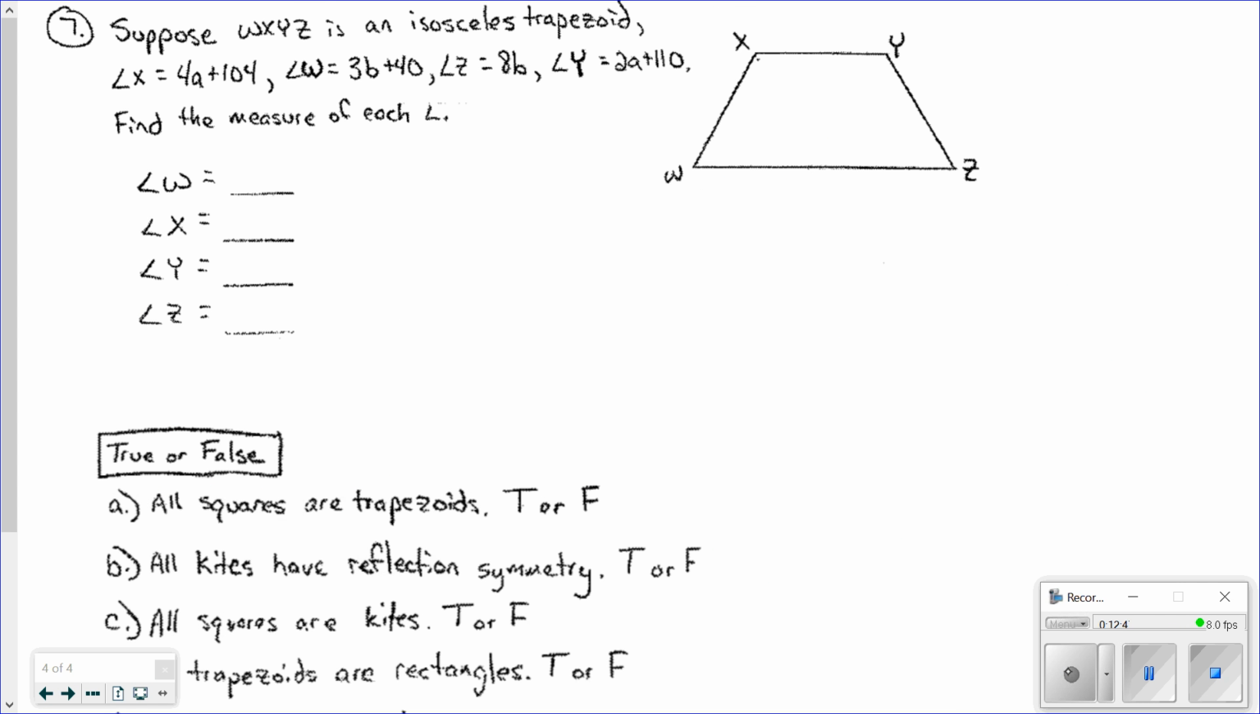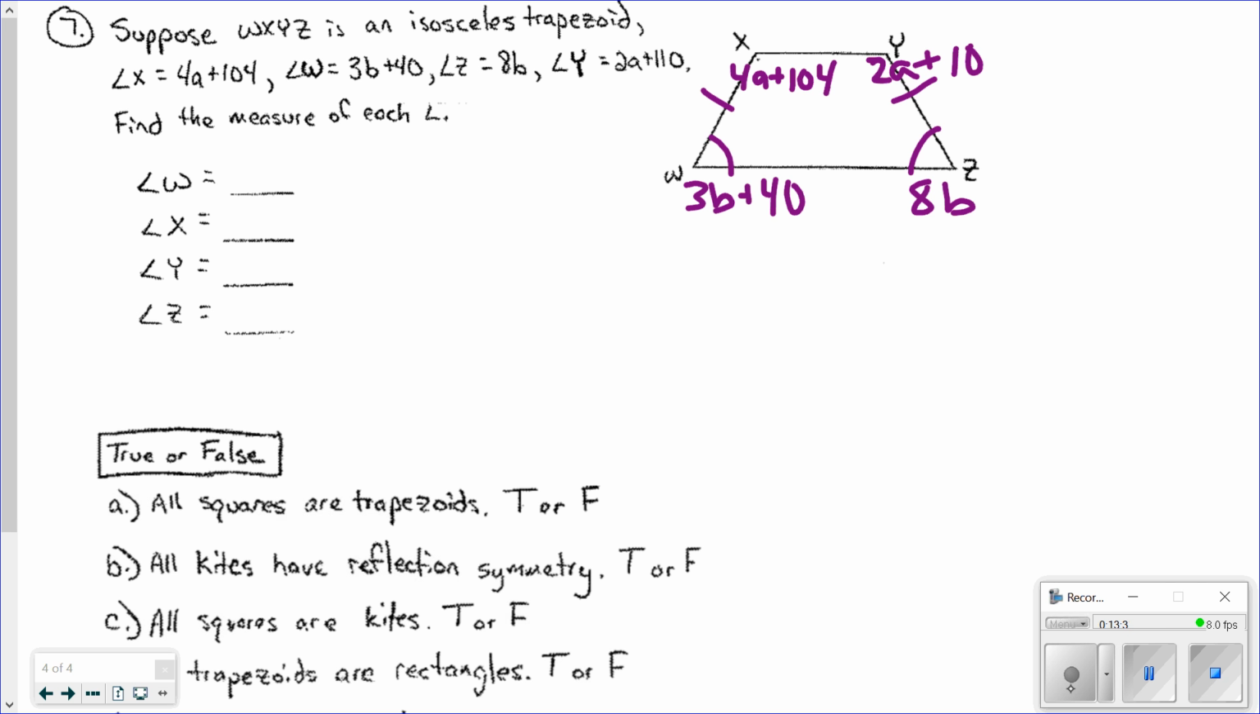Number 7, suppose WXYZ is an isosceles trapezoid. So what does that mean? It means that my sides here are congruent as well as my base angles. Angle X is equal to 4A plus 104. Angle W is equal to 3B plus 40. Angle Z is equal to 8B. And finally, angle Y is equal to 2A plus 10. We want to solve for each measure: the measure of angle W, angle X, angle Y, and angle Z.